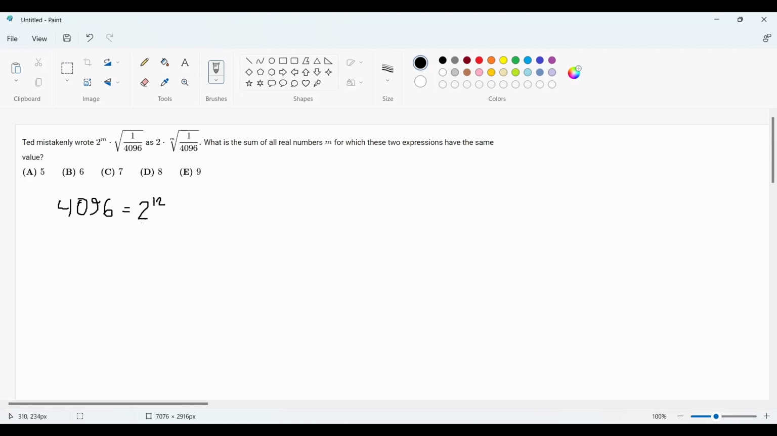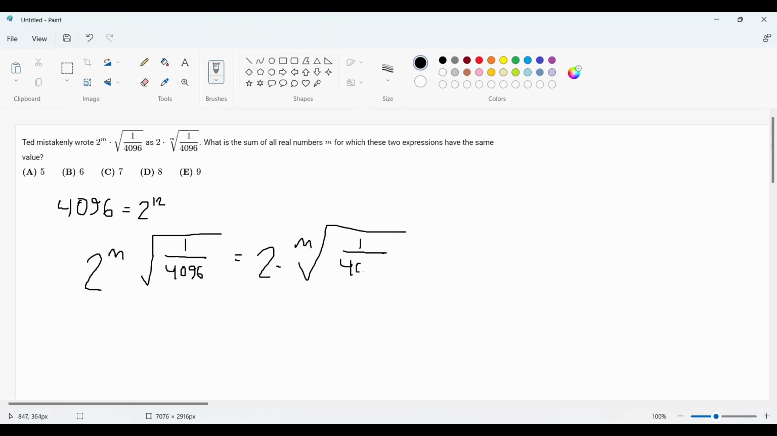So that seems like a good way to substitute these in. Let's see, how should I write this? We know we want values of m that make these quantities equal, so let's write an equation. 2 to the power of m times the square root of 1 over 4096 is equal to 2 times the mth root of 1 over 4096.